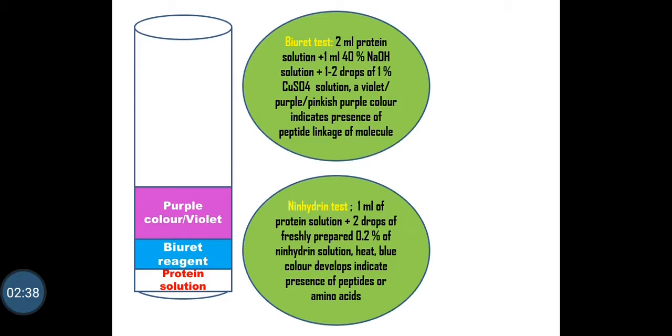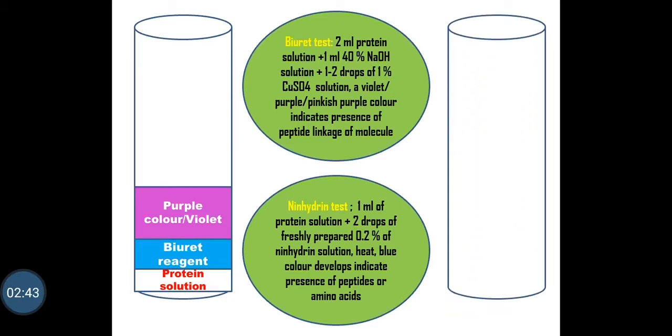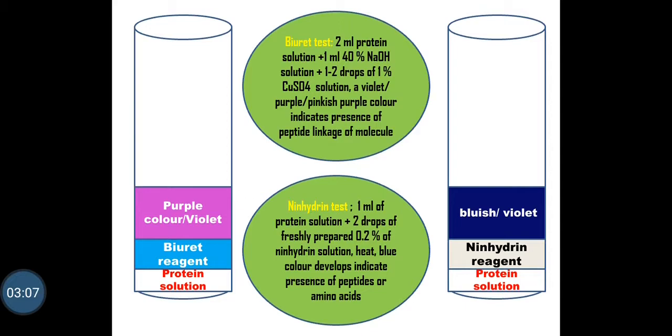Now we will see the procedure. You have to take 1 ml of protein solution and add 2 drops of freshly prepared 0.2% ninhydrin solution. Here, the ninhydrin reagent or ninhydrin solution is nothing but the solution of ninhydrin powder in acetone. You can use 0.2%, 0.5% or 1% ninhydrin solution. Additionally, you have to heat it, and after heating, blue color or violet color will be developed, which indicates the presence of peptides or amino acids.